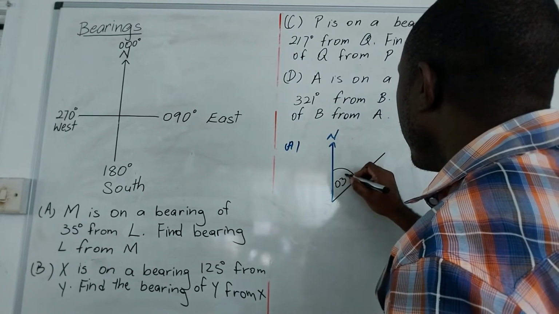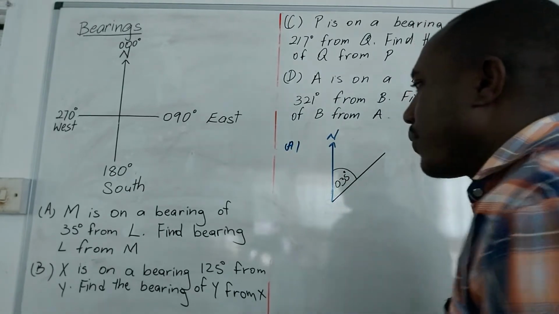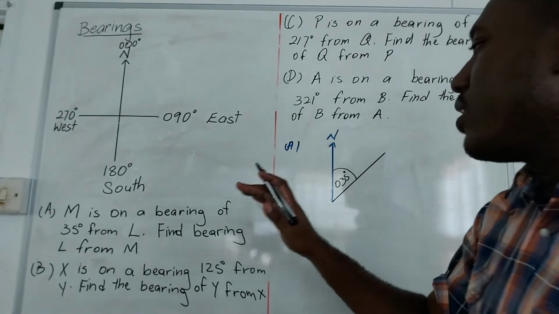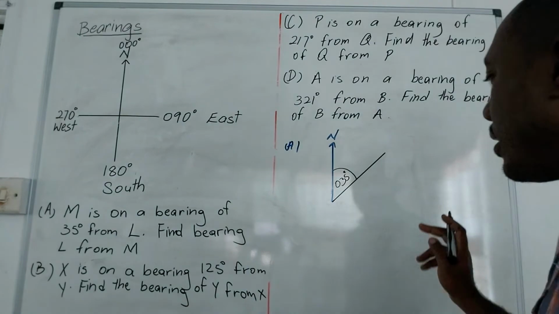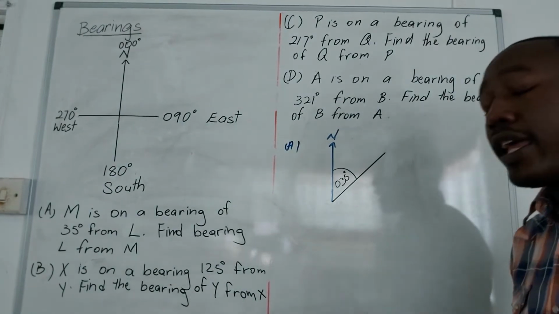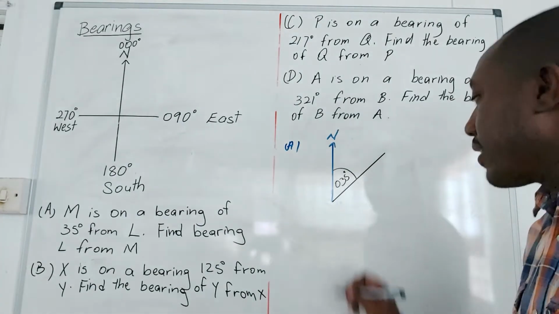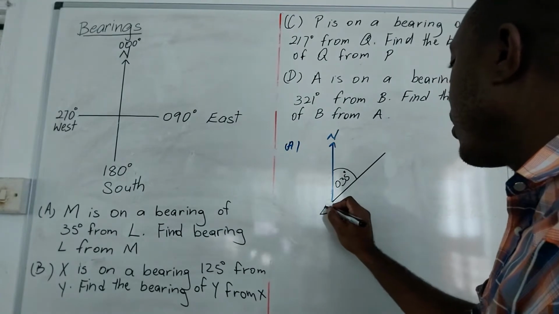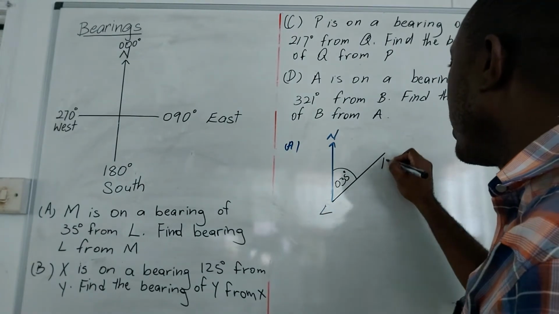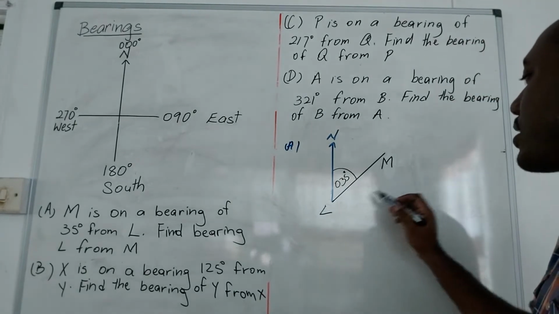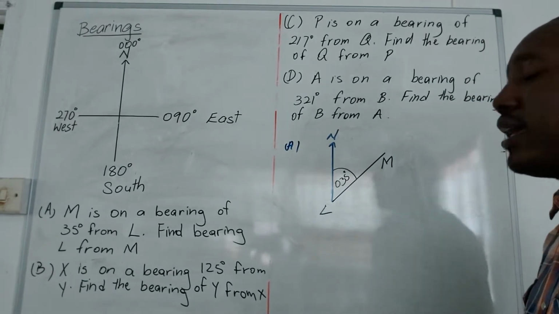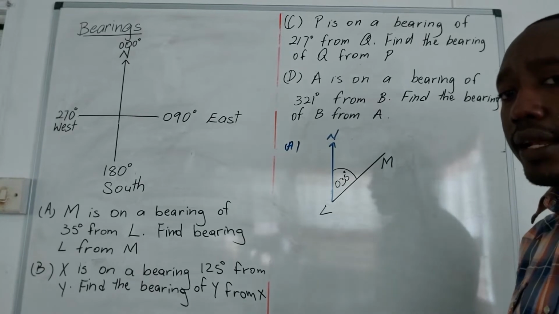Now, it says M is on a bearing of 035 degrees from L. So which point is L? If it's from L, it means L is the starting point. This is L here, and we have M there. So M is on a bearing of 35 degrees from L.